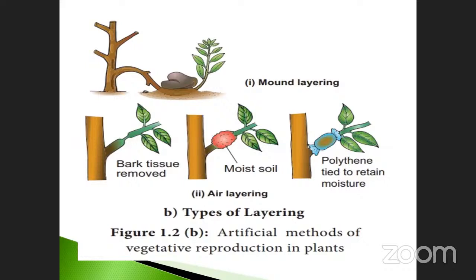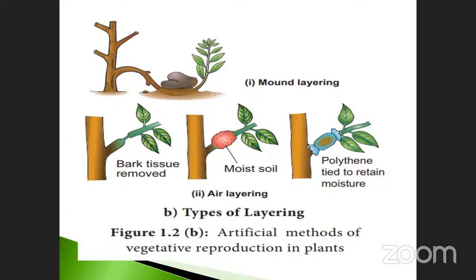Here, take a parent plant, and the branch touches the soil. You have to place a weight on it. Then you have to add some amount of soil and also water. As a result, root formation takes place here. You have to cut it here, and it will be transferred to a favorable condition in any other part.